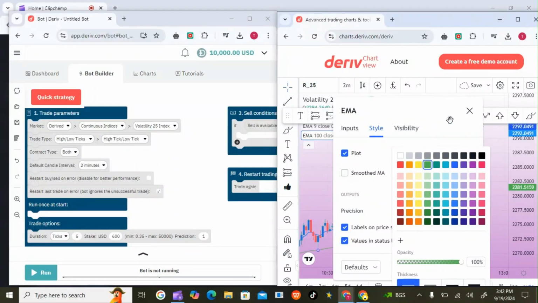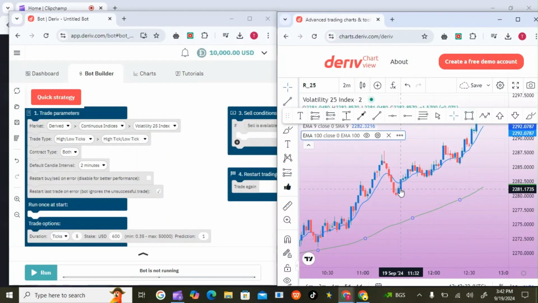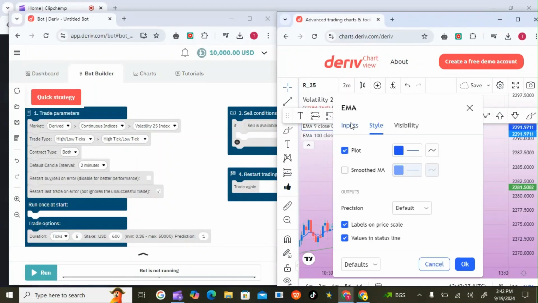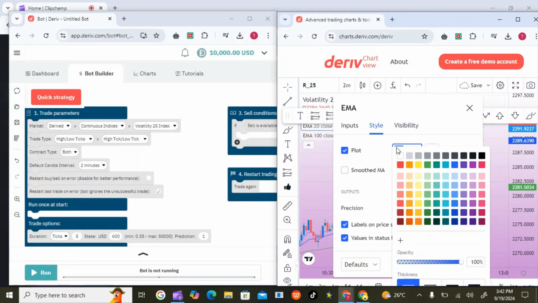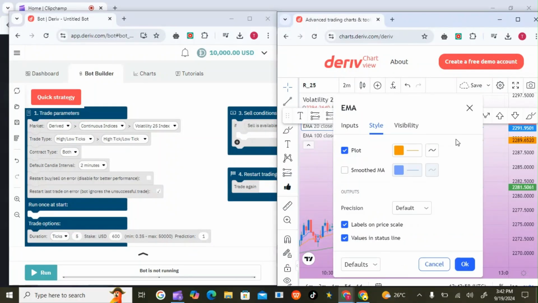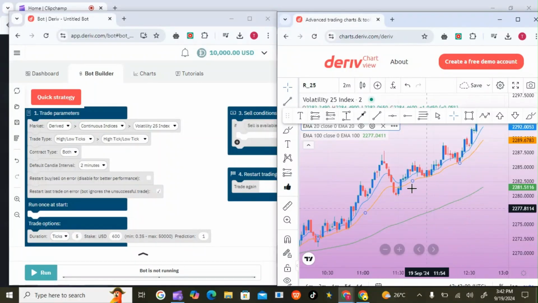And then after putting it to color green, proceed to the next, this one. For the input, you will put exponential length 20, and it should be the EMA, and then put it to 20. And for the style, change the color to maybe orange, and then the others just leave as they are, and the other one is this one.